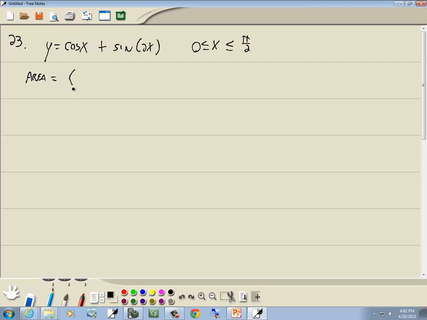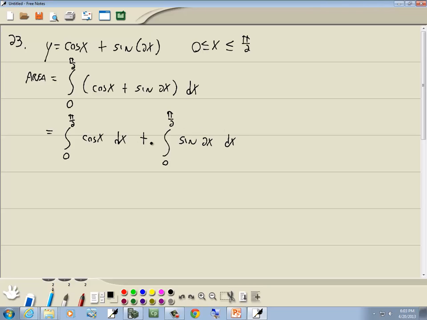that's going to equal the integral from 0 to pi over 2 of cosine x plus sine 2x dx. Now I must put these into separate integrals. So this is going to be the integral from 0 to pi over 2 of cosine x dx plus the integral from 0 to pi over 2 of sine 2x dx. Now the cosine x is fine. It's pretty straightforward. But this one we have to use a u-substitution on.